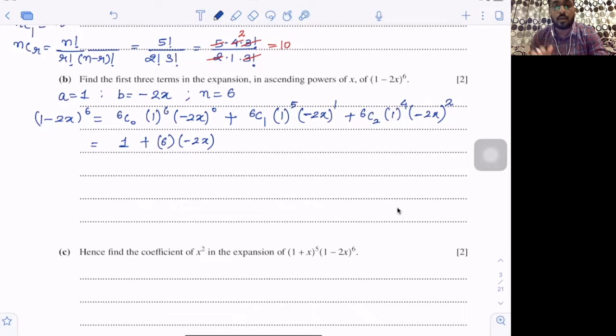So a C will pop up on your screen, and then you want 6C2. So just press 2. So your screen will now show 6C2. Press the equal to sign. That gives you the answer 15. So I'm going to write here plus 15.